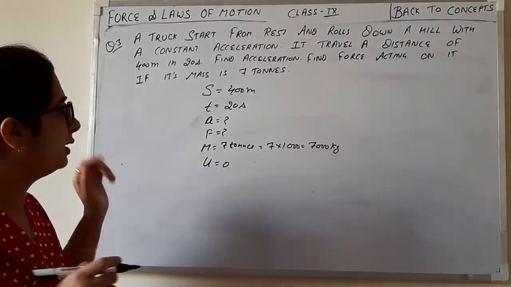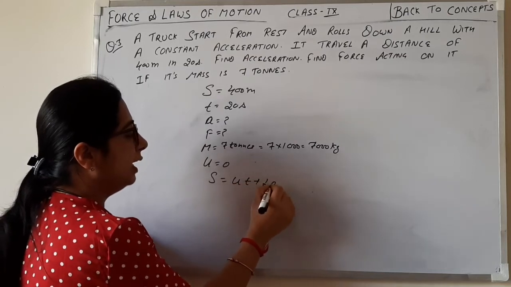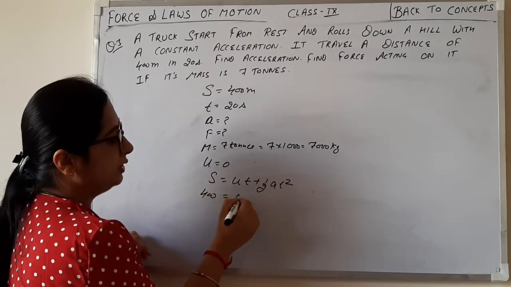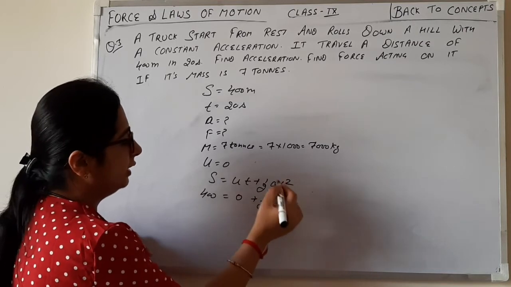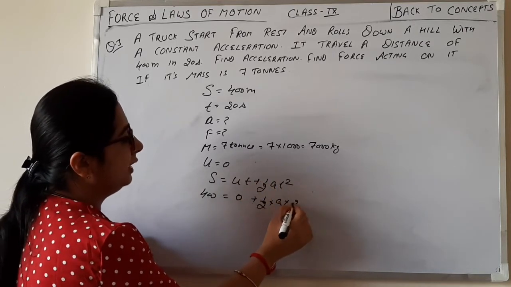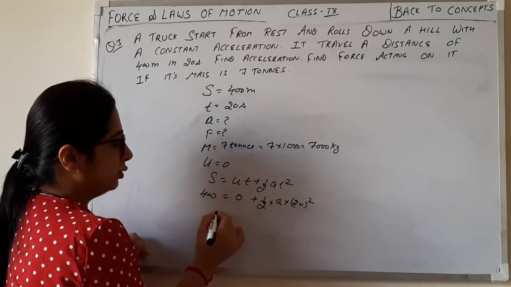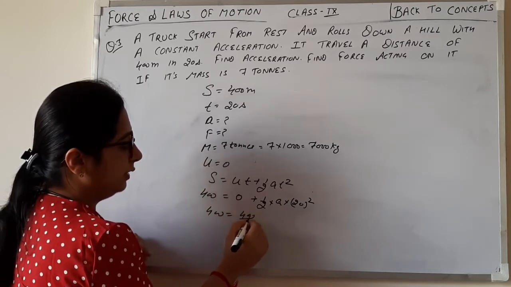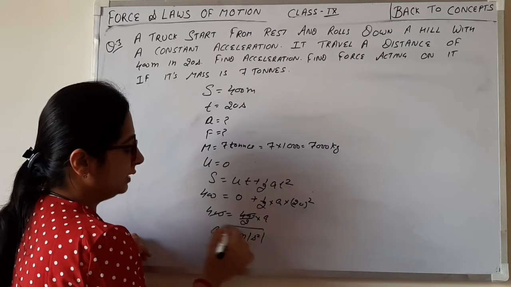So we will go for the second equation of motion, that is s is equal to ut plus half at square. So what is s? 400. u, initial velocity, is 0, so it will become 0. Acceleration we have to find, and what is the time here? 20 seconds. 20 square, that is equal to 400 again. So 400 is equal to 400 divided by 2 multiply acceleration. So acceleration becomes 2 meter per second square.